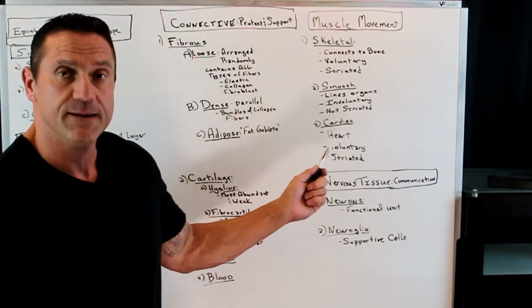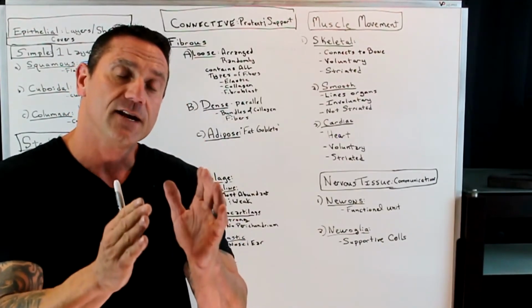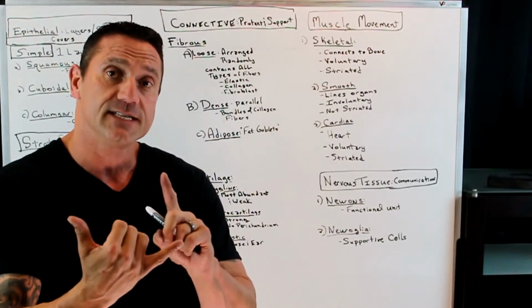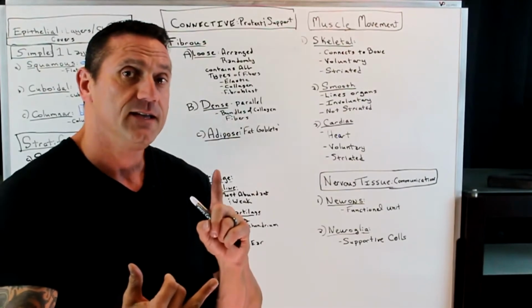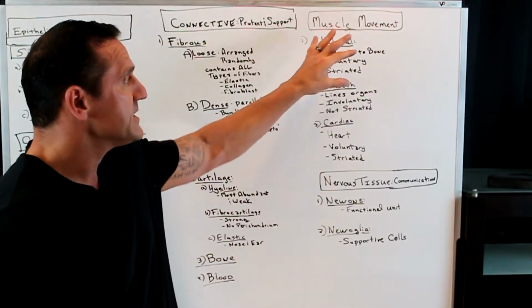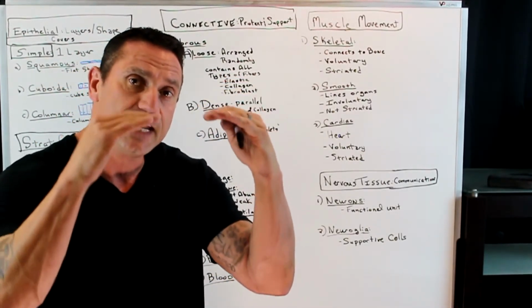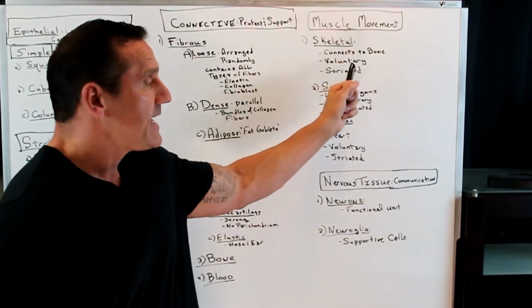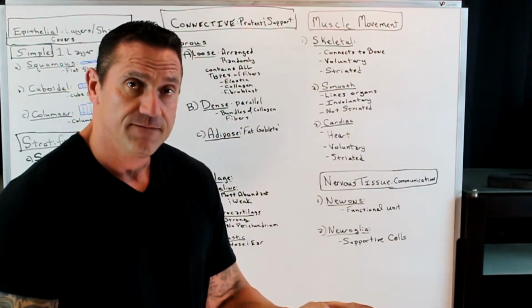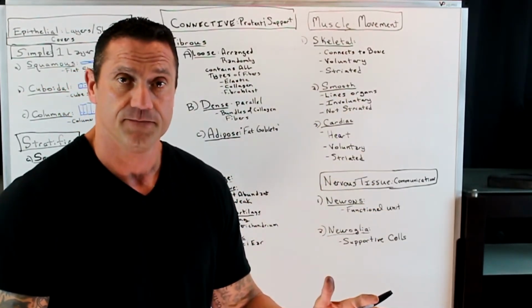We have three different types, and the muscles for movement are categorized by: is it striated? Is it voluntary or involuntary? So the skeletal muscle tissue has striations. It's very linear. It connects to the bone. It's voluntary, okay? And it's striated. Striated is due to the actin and myosin.